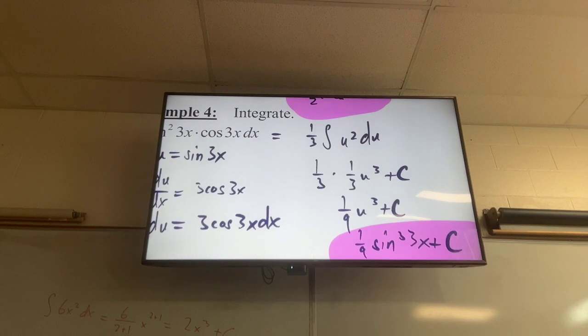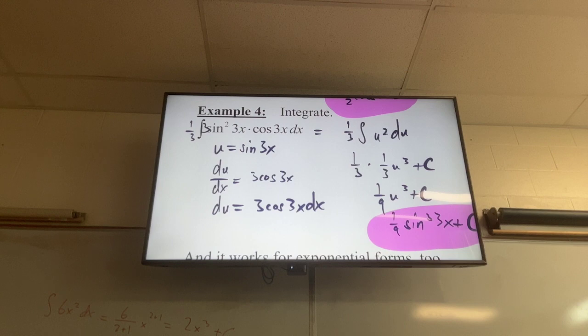Why did I put the 1/3? I put the 1/3 there because, which 1/3 actually? The one on the top. Right here. So I need there to be a 3 here, because when I'm rewriting my integral in terms of u, with only u's, I want there to be a du there. Du equals 3 times cosine 3x dx. All I have here at the beginning is cosine 3x dx. I'm missing that 3. So I have to put that 3 in there and then multiply by 1/3 to compensate.